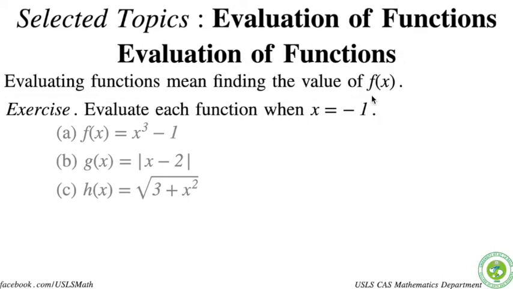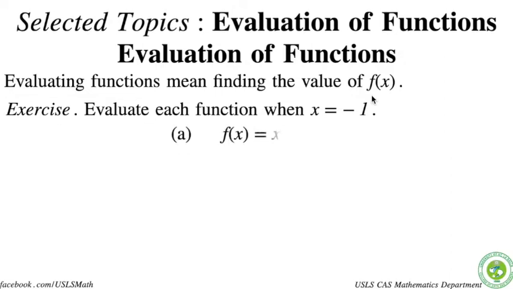So let's start with letter A. A is f of x equals x cubed minus 1. We're going to plug in x equals minus 1 and then we'll get the value of f of x. That's our y, our output value. So we input our x in our independent variable and get the output. All the x's on the right hand side will be changed to minus 1. So f of minus 1 is equal to negative 1 cubed, minus 1.